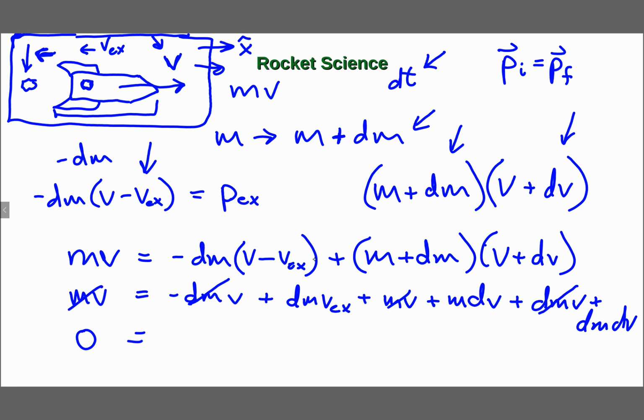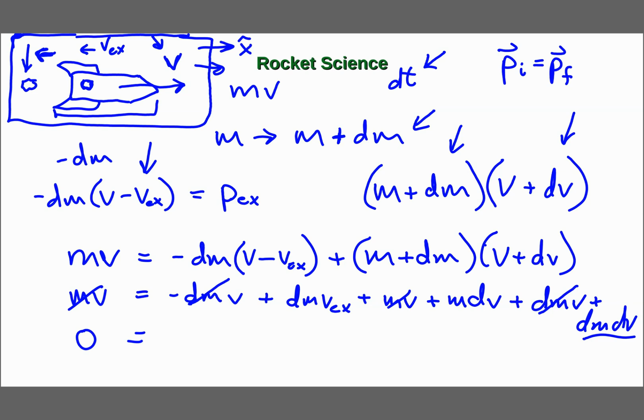And then I have dm v exhaust times this little guy out here, dm dv. And what I'm going to do with this dm dv guy is something that physicists do all the time that's a little bit hand-wavy, but when we're looking to predict things in the real world, this actually works really well. Okay, so it seems hand-wavy and it seems oversimplifying, but it actually works.